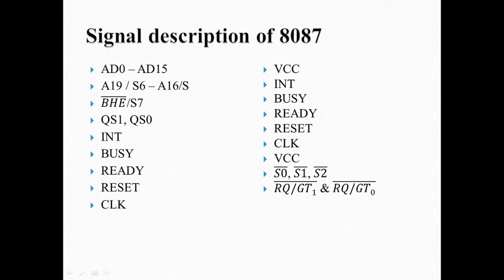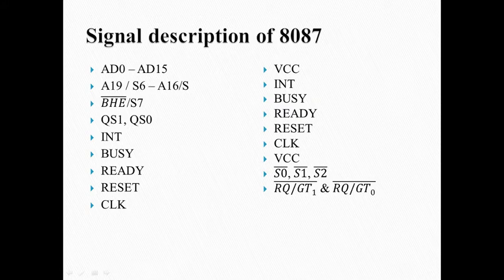Clock. The clock input provides the basic timings for the processor operation. VCC is the power supply signal which requires a plus 5 volt supply for the operation of the circuit. S0, S1 and S2 bar. These are the status signals that provide the status of the operation, which is used by the bus controller 8087 to generate memory and IO control signals. These signals are active during the 4th clock cycle. The combinations of S0, S1 and S2 can generate 8 combinations, but out of those only a few are used.